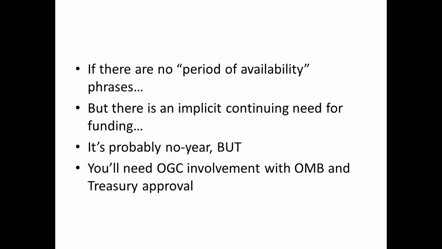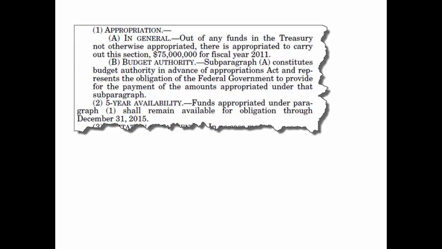Now, let's take a look at multi-year period of availability language. Multi-year budget authority is authority that's available for obligation for a specified time in excess of one fiscal year. It may be 2, 3, 5, or more years. Roughly 27% of HHS accounts receiving permanent authority have a multi-year period of availability.